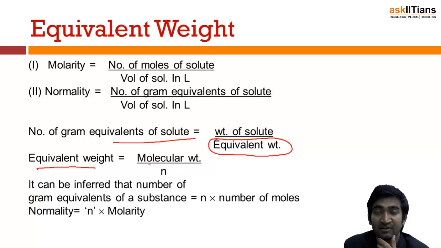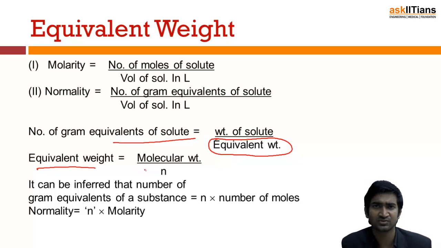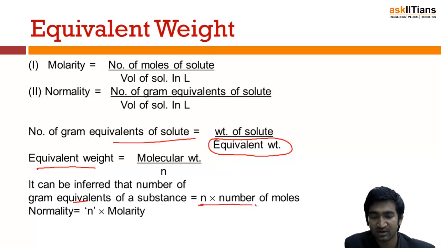You understood how to calculate the n factor of acids and bases. Also in a redox reaction, it is the number of electrons gained or lost per mole. So gram equivalents is equal to n times the number of moles. Your normality from this equation will be equal to n times molarity.